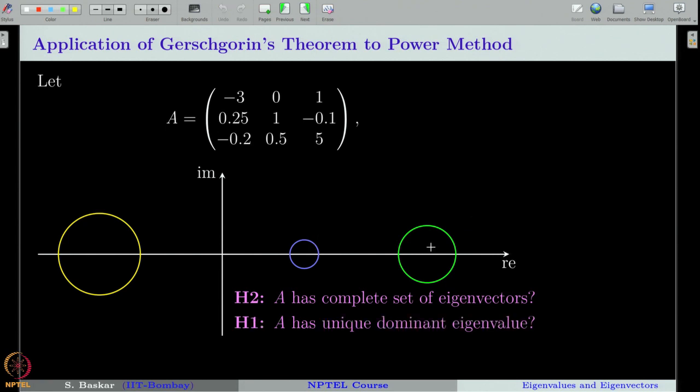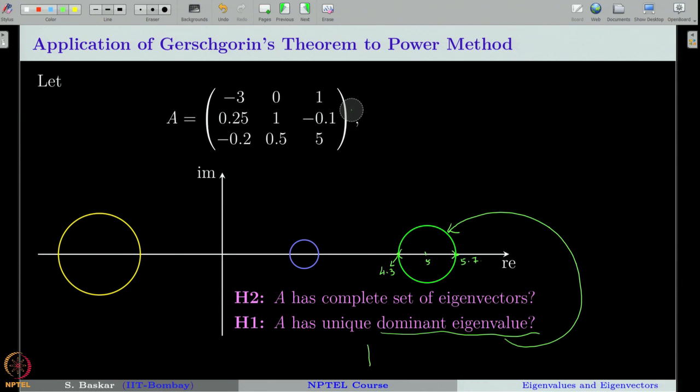Now, let us check the first hypothesis, where we need to see whether A has a unique dominant eigenvalue. First, observe that the dominant eigenvalue is coming from this disk, right? Because this point is 4.3, right? And this is 5.7, right? The center is 5. Therefore, assuming that A has real eigenvalues, because we always work with real eigenvalues, the eigenvalue of A coming from this disk is going to be something between 4.3 and 5.7, and that is surely going to be the dominant eigenvalue.